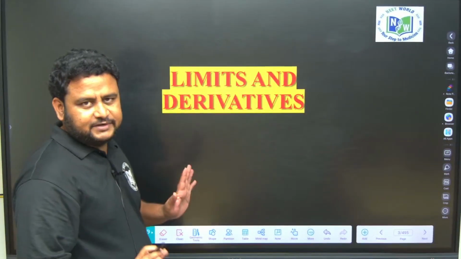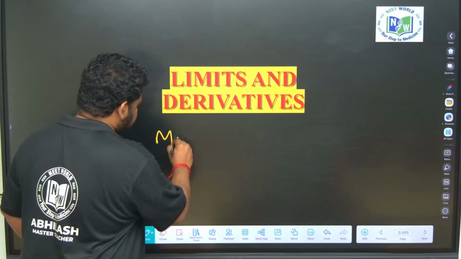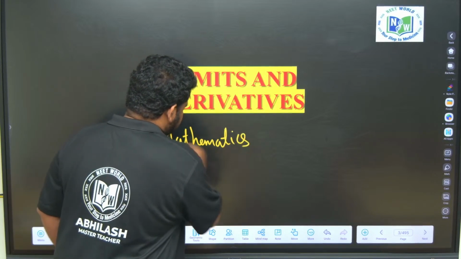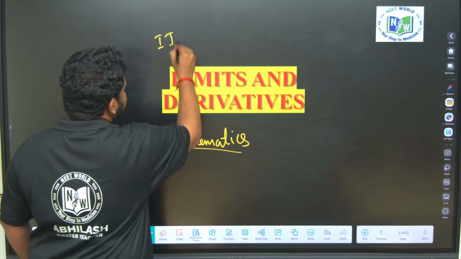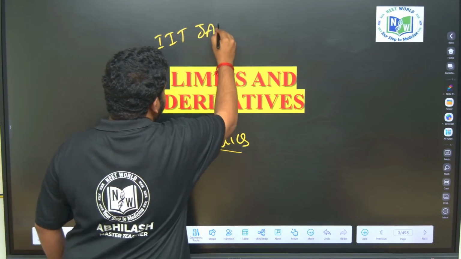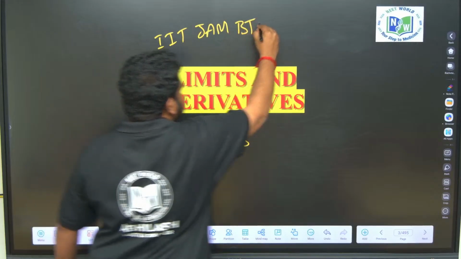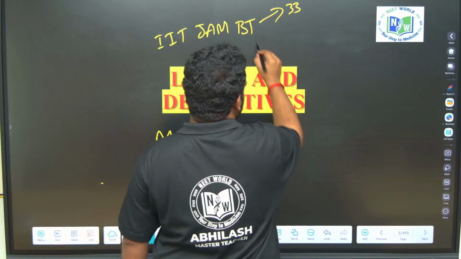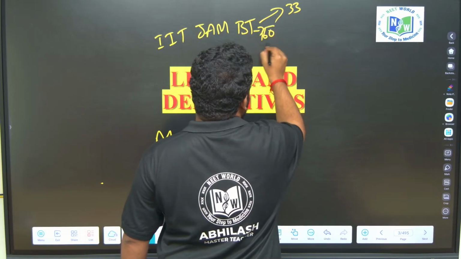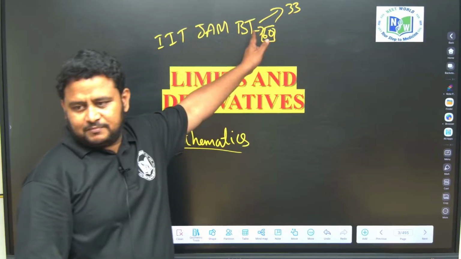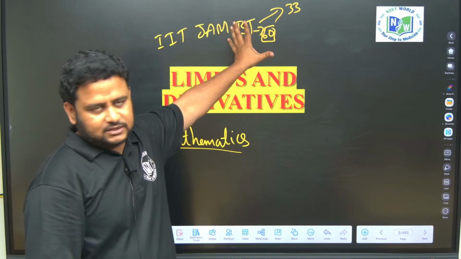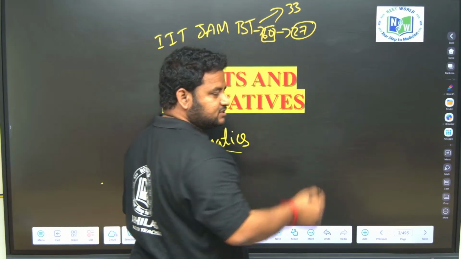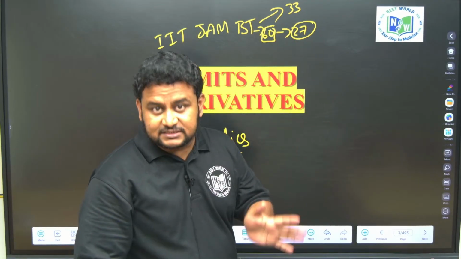So when it comes to mathematics, when it comes to IIT JAM BT Biotechnology, if you talk about biotechnology or the core paper or biology, you will have 33 questions. Total how many questions do we have? We have 60 questions. Out of that, on an average 33 questions are from biotechnology or biology. So remaining are how many? Remaining are 27. Out of these 27, the majority of questions come from chemistry, followed by mathematics, then physics.